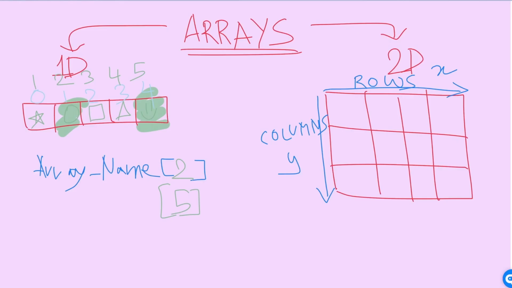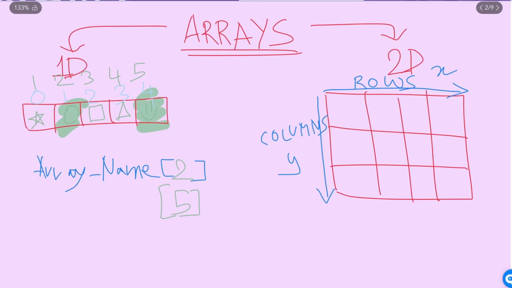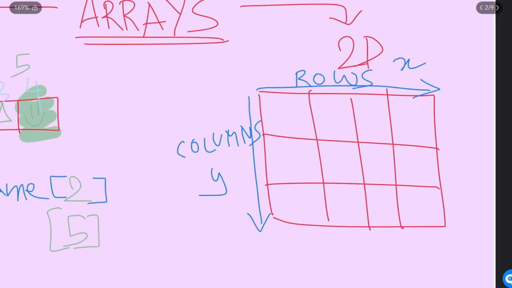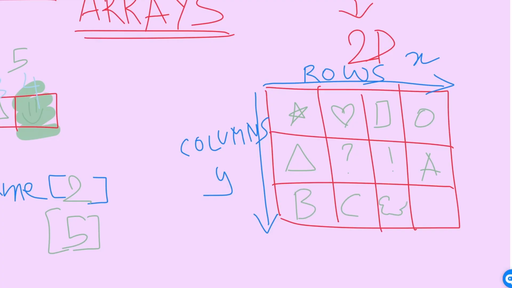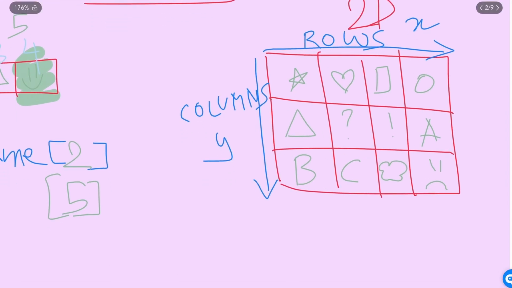In a 2D array, you need to be more specific because there are a larger number of values or items. So there are 2 spaces you need to fill out. Let's put some items in: a star, a heart, square, circle, triangle, question mark, exclamation mark, A, B, C, a cloud, a sad face. Okay, now let's number them. 1, 2, 3, 4. 1, 2, 3.